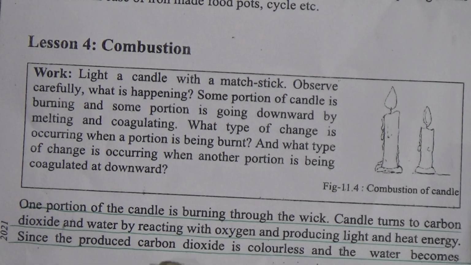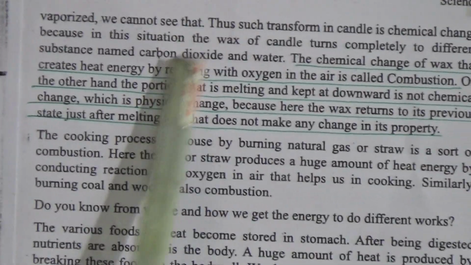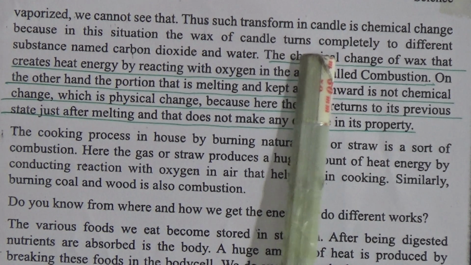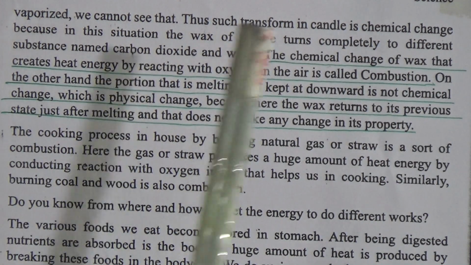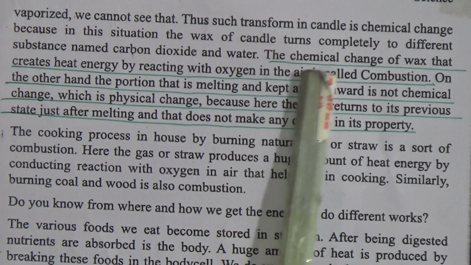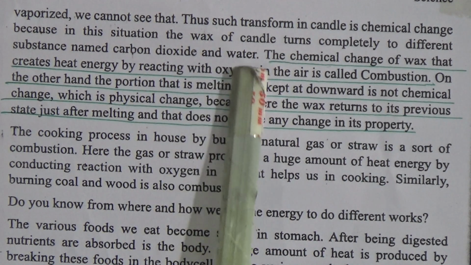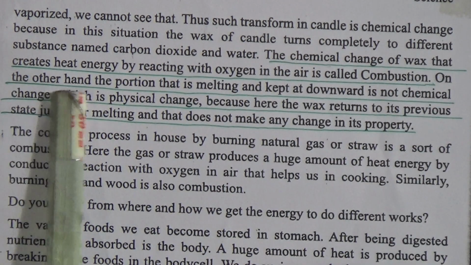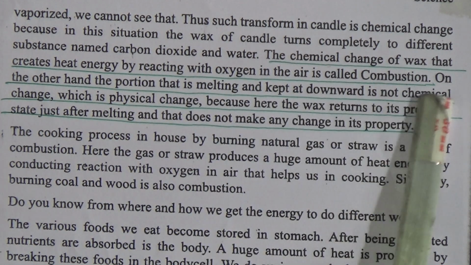Since the produced carbon dioxide is colorless and the water becomes vaporized, we cannot see them. Thus such a transformation in the candle is a chemical change, because in this situation the wax of the candle turns completely into different substances named carbon dioxide and water. So the chemical change of wax that creates heat energy by reacting with oxygen in the air is called combustion.